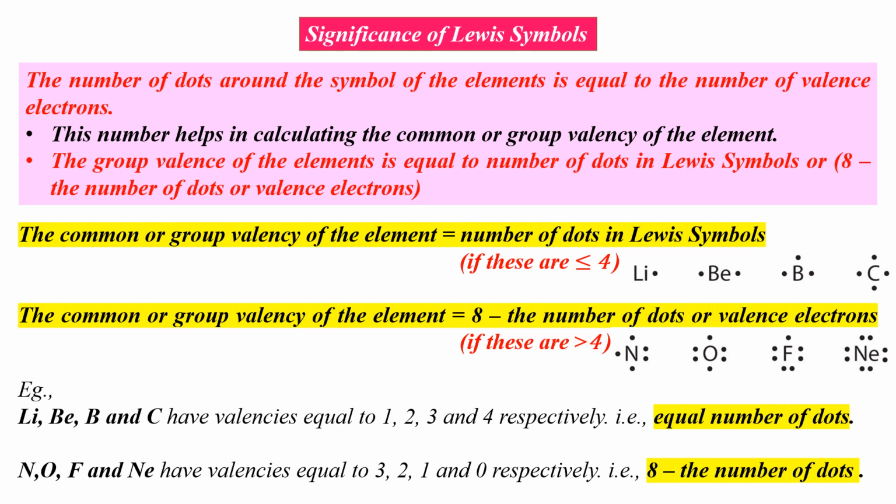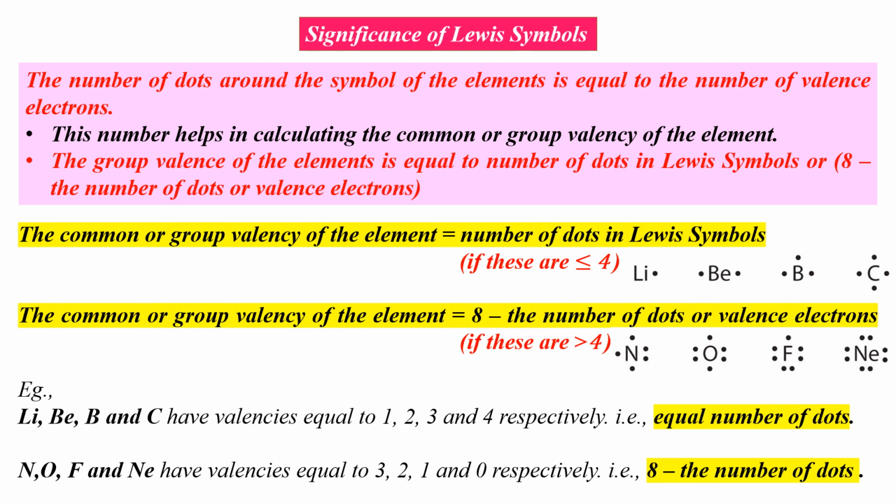Clear? Now, look at the Lewis symbol of boron. It has 3 dots, right? So, these represent the 3 valence electrons of boron. The common or group valency of boron would be equal to the number of dots in the Lewis symbol of boron. How many dots are there? 3 dots. Since the number of dots is less than or equal to 4, that is 3, the common valency that would be preferred by boron would be 3. So what is the valency of boron?